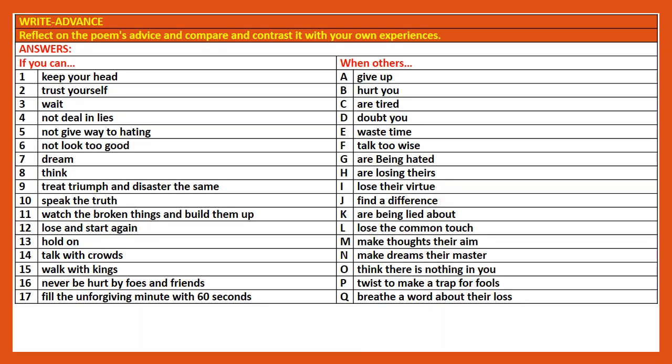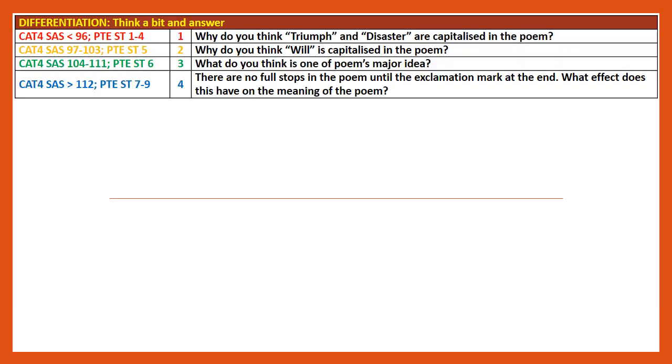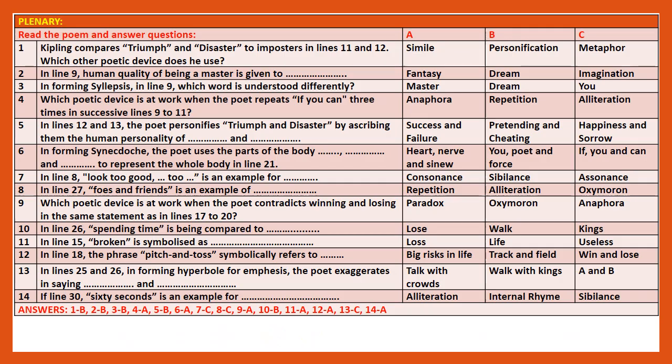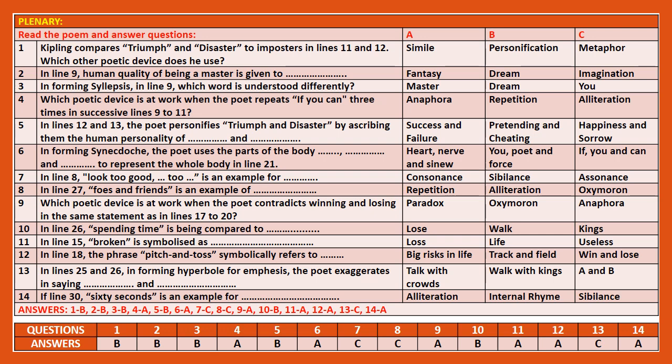If is a poem that presents a series of conditional statements and advice on how to become a man. Reflect on the poem's advice and compare and contrast it with your own experiences. These differentiated tasks help you to appreciate the complexity of poetic language and structure. Test your own understanding regarding the identification of the poetic devices employed in the poem.